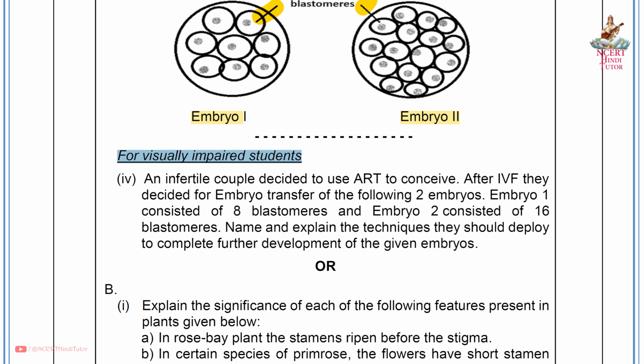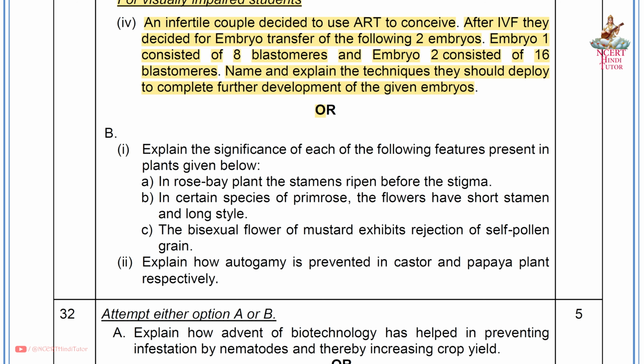For visually impaired students, fourth, an infertile couple decided to use ART to conceive. After IVF, they decided for embryo transfer of the following two embryos. Embryo 1 consisted of 8 blastomeres and embryo 2 consisted of 16 blastomeres. Name and explain the techniques they should deploy to complete further development of the given embryos. So friends, we have already read the answer of the same question. Let's proceed further.